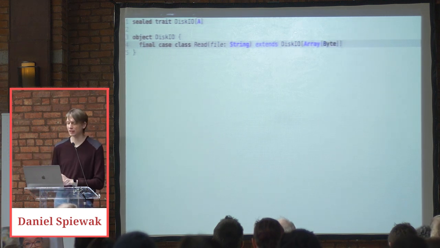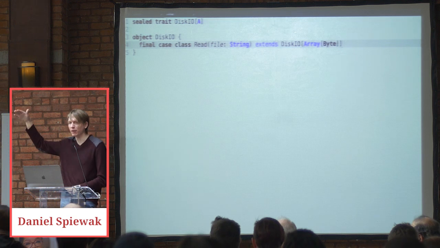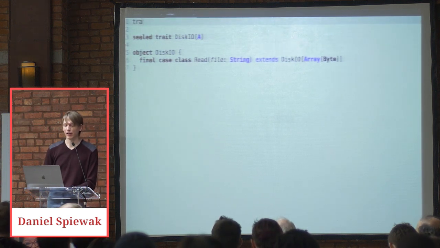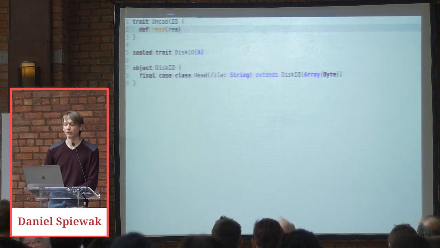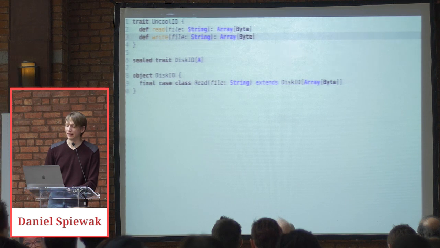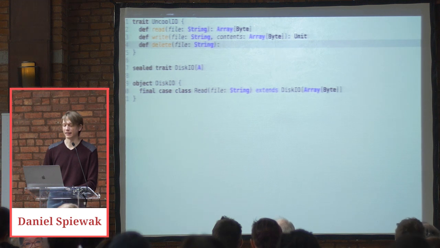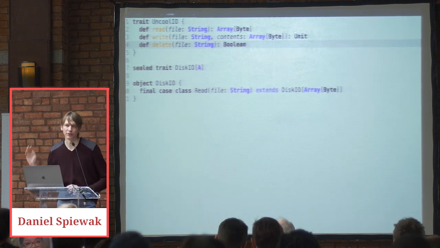Cool, somewhat reasonable idea. If we were just defining a trait with some abstract methods, and in fact, let's actually do this: trait UncoolIO is going to have a read function that takes a file name and returns an array of byte. And it might have a write that takes a file name and contents, an array of byte, and returns unit because side effects. And maybe, as we saw the other day, we had a delete, which is a completely reasonable thing to do, and we'll return boolean or something.